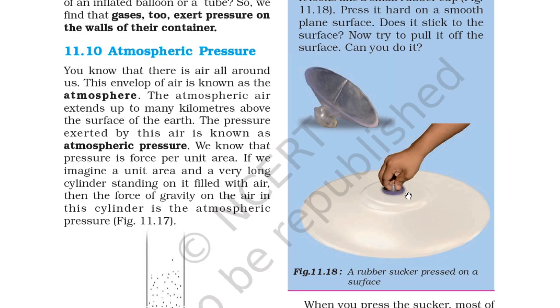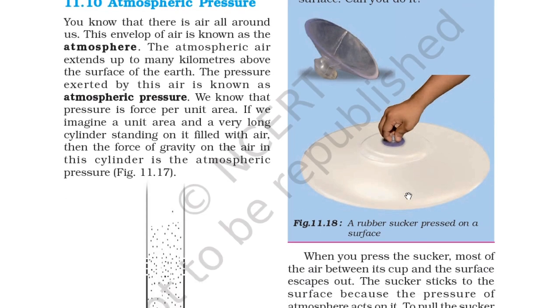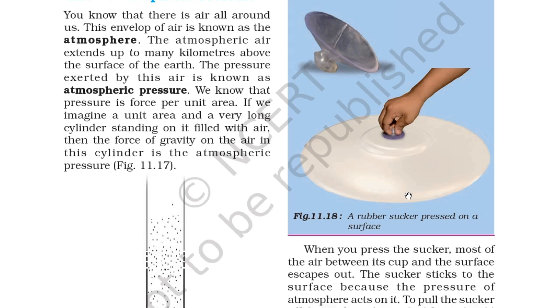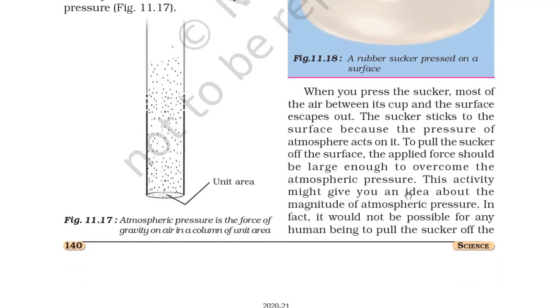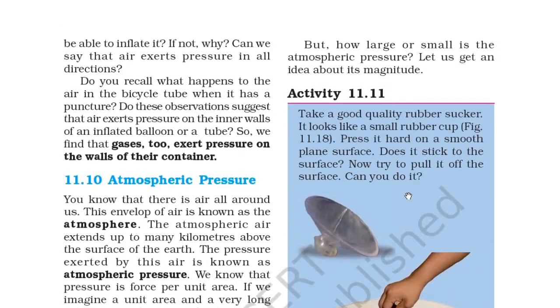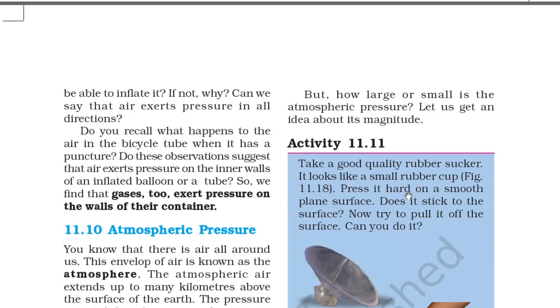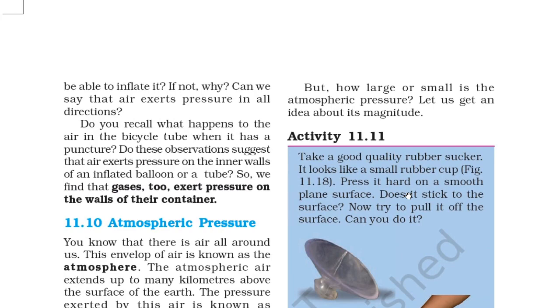We know that pressure is force per unit area. If we imagine a unit area and a very long cylinder standing on it filled with air, then the force of gravity on the air in this cylinder is the atmospheric pressure. You can see this in figure 11.17. So atmospheric pressure is the force of gravity on air in a column of unit area. But how large or small is the atmospheric pressure? Let us get an idea about the magnitude.